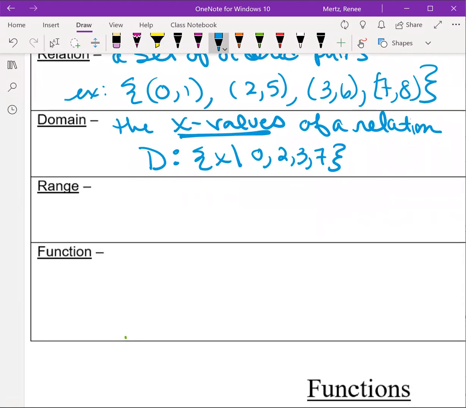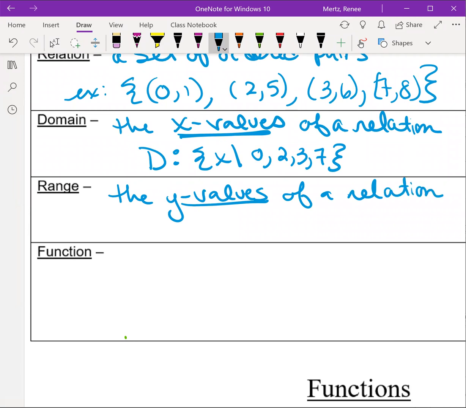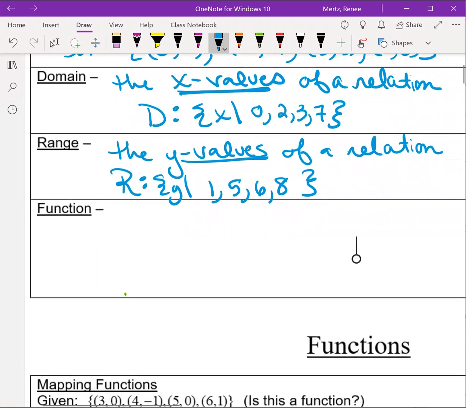The range are the y values of a relation. So the y values of that set of examples, we do a capital R: 1, 5, 6, 8. We put them in order from lowest to highest.